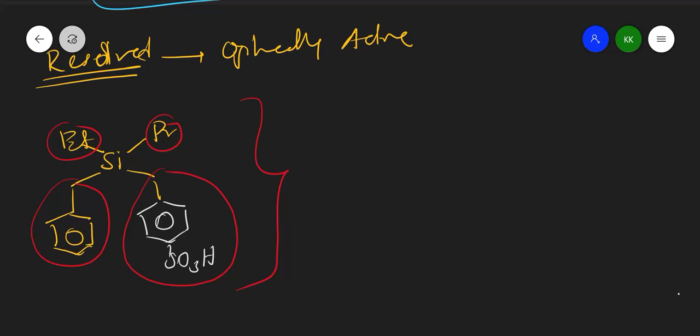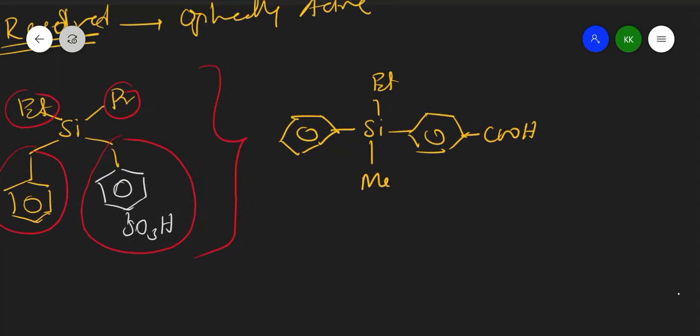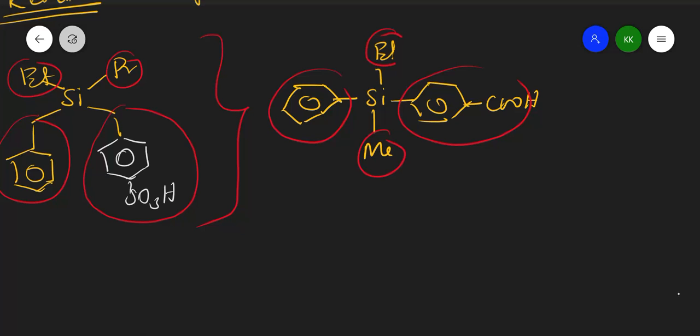Similarly, they have given two more compounds, that is silicon attached to ethyl, here it is methyl, here it is benzene, that is phenyl, and here we have a substituted benzene, benzoic acid. So here also the four atoms are different: A, B, C and D. All four are different, so such a silicon is asymmetric. The whole molecule, if you see, is asymmetric.